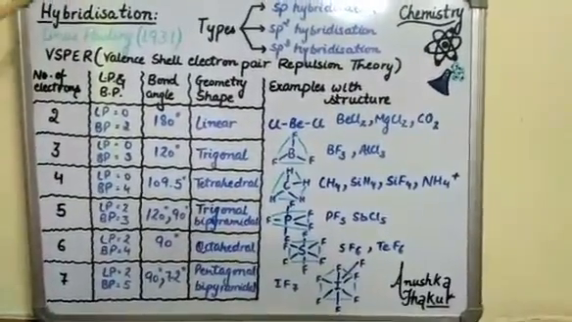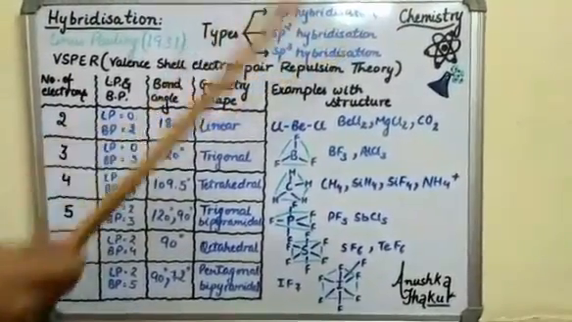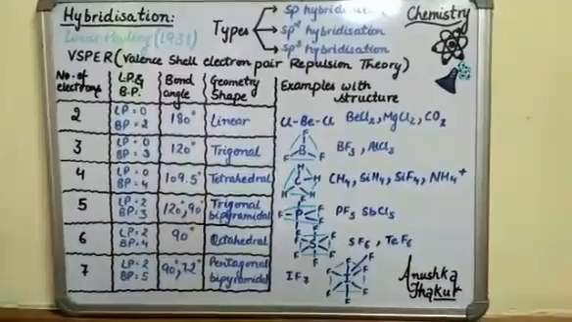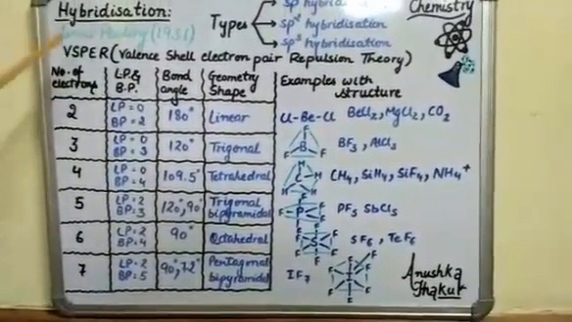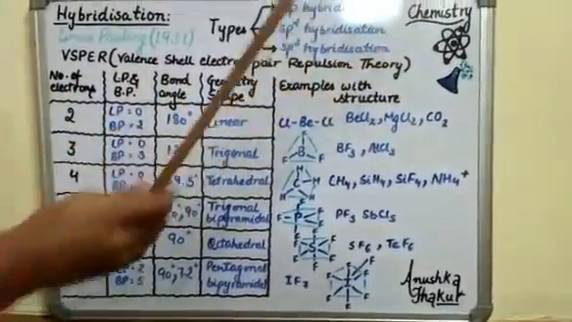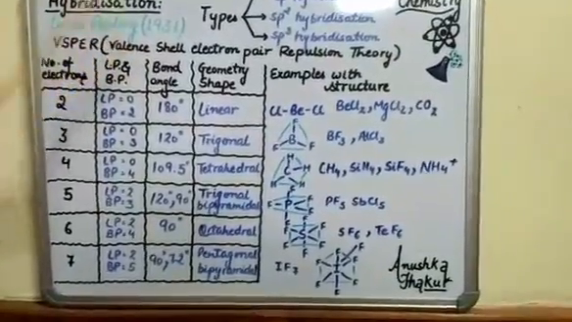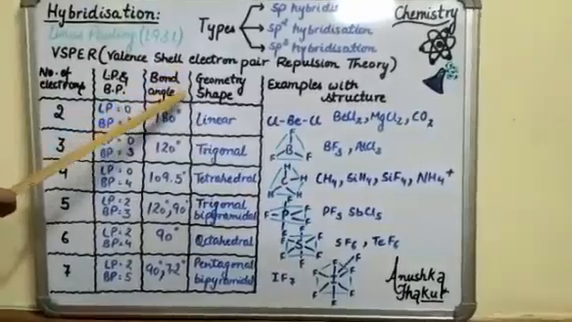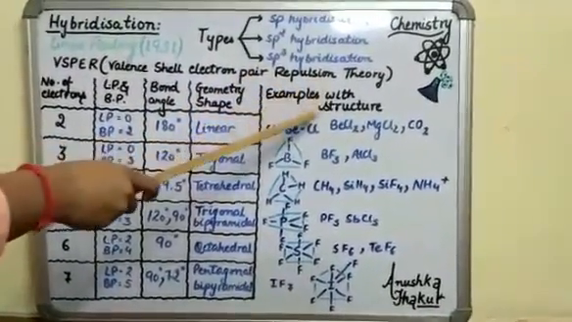The types of hybridization are sp, sp2 and sp3 hybridization. I have written VSEPR theory. This theory is based on electron pair repulsion. VSEPR stands for valence shell electron pair repulsion theory. Here is the table I have made: the number of electrons, LP stands for lone pair and BP for bond pair, the third is bond angle, the fourth is geometry or shape, and the fifth is examples with structure.